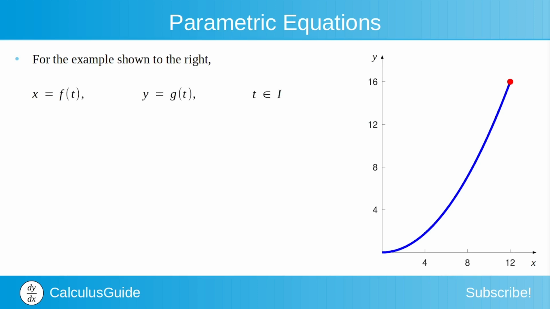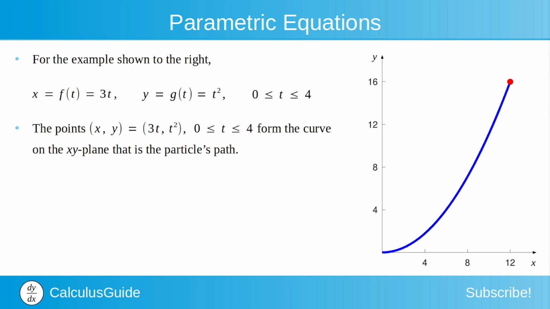For the example shown to the right, the function f of t is equal to 3t, the function g of t is equal to t squared, and the time interval I is the closed interval from 0 to 4. The points (x, y) equal to (3t, t squared) for values of time t on the closed interval from 0 to 4 form the curve on the xy plane that is the particle's path.